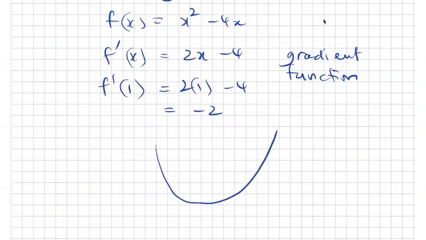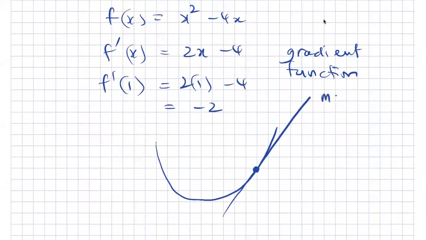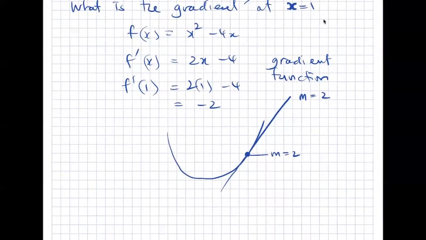So if I've got some curve like that, there's a point, and we can ask, what is the gradient at that point? Well, the gradient at that point is the same as the gradient of the tangent. So if this was m is equal to 2, that's just the same thing. By definition, we should talk about the gradient of the tangent at the point, but that gets shortened to what is the gradient at that point. All right, so there we go.